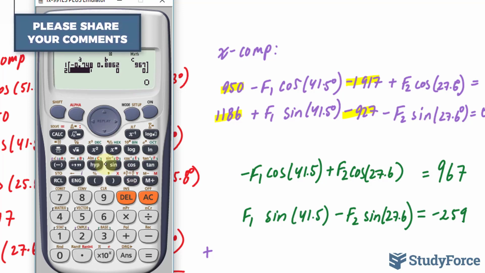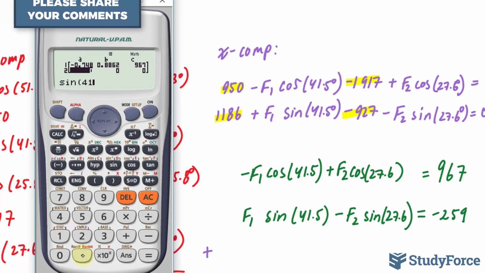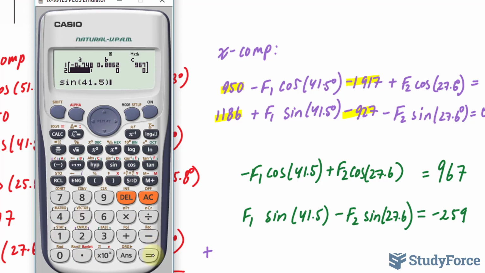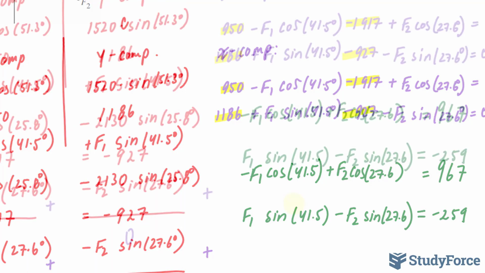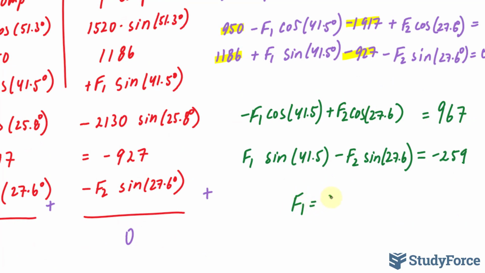Next we have sine of 41.5 and negative sine of 27.6, and our constant is negative 259. Pressing equals will give me force 1, which is 909. Force 1 is equal to 909 pounds.